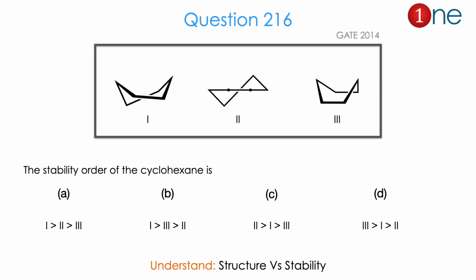Let us see the first question. Here they have given 3 different structures of cyclohexane. First one is twist boat, second one is the envelope-shaped half chair form, third is the boat form. Here they are asking the stability order. They are asking which one has higher stability and which one has lower. From the 3 structures and possible stability orders, you might realize the question is really about structure versus stability. The answer is B. Let us see how.